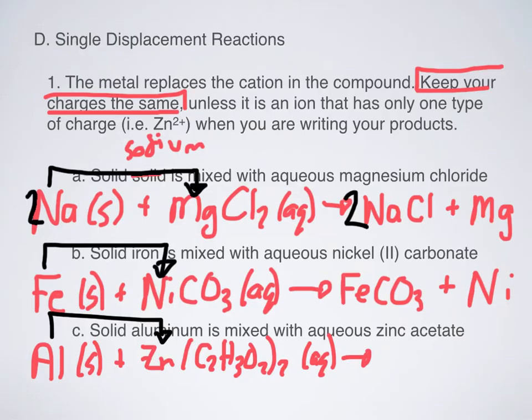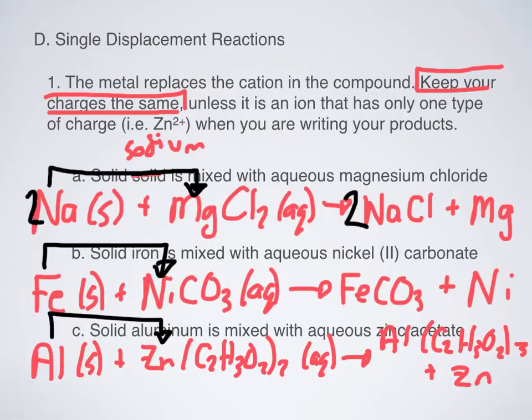I'm not going to have enough room, but it's okay. Aluminum, Al, acetate, C2H3O2, and then I would have a 3, since aluminum has a +3. And I would have zinc all by itself then. So plus Zn, zinc.